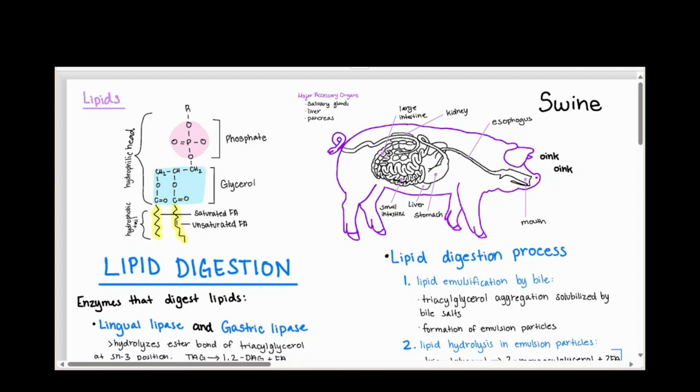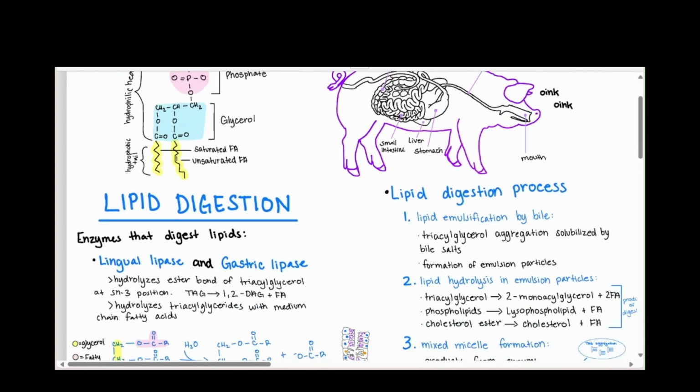Lipids generally consist of a glycerol backbone with fatty acid tails, which can either be saturated or unsaturated. In this case, the lipid has a phosphate group, which classifies it as a phospholipid. Lipids are known for having both hydrophilic heads and hydrophobic tails. Now let's move on to lipid digestion.